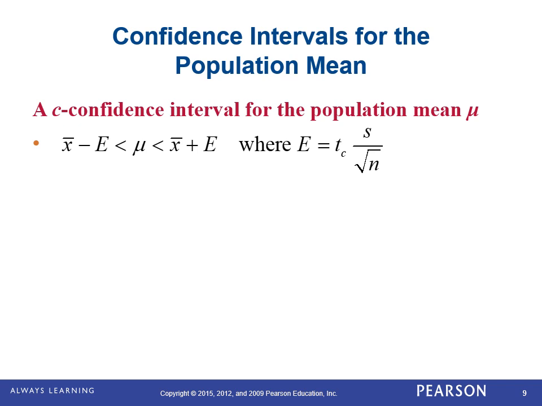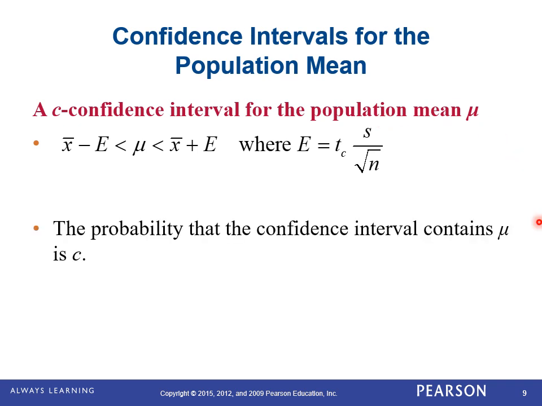Okay, the confidence intervals for the population mean. So a c confidence interval for the population mean, if we look at this one, we have this equation. x bar minus E is less than our mean is less than x bar plus E. Basically we're subtracting the E on one side, adding the E on the other side. And again, this is how we are finding that E. The probability that the confidence interval contains our mean is going to be c.